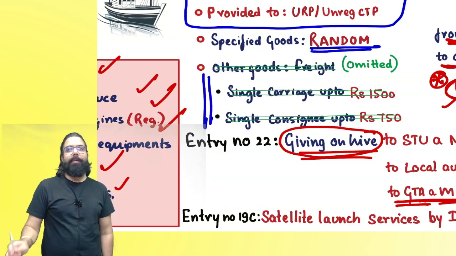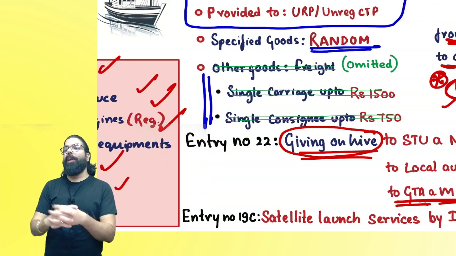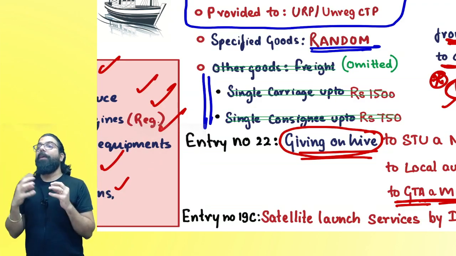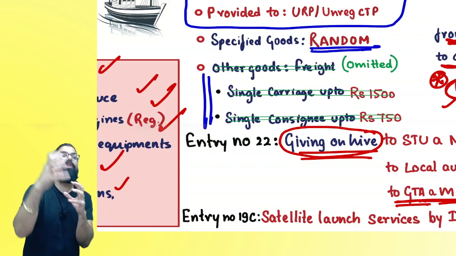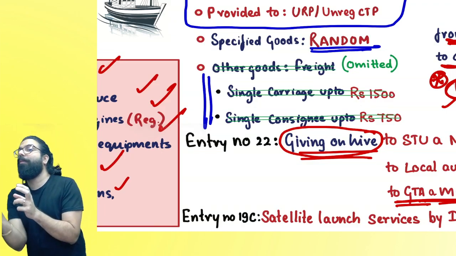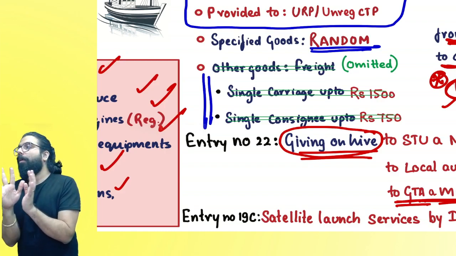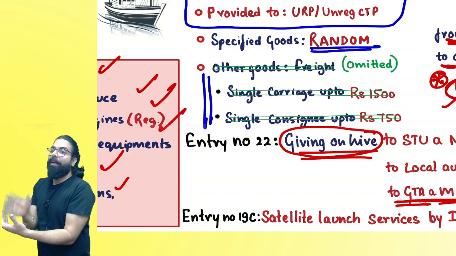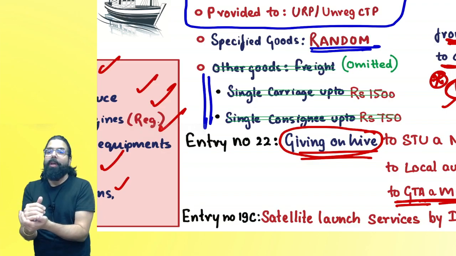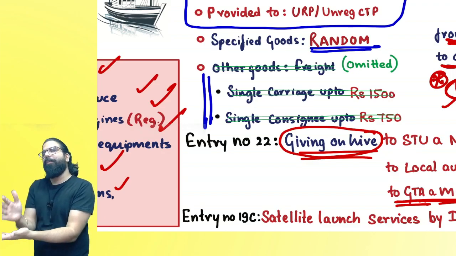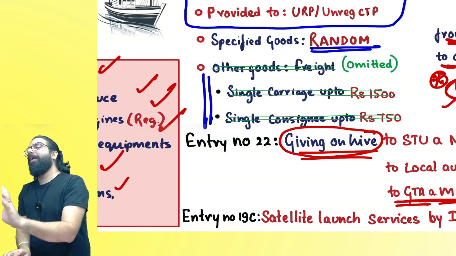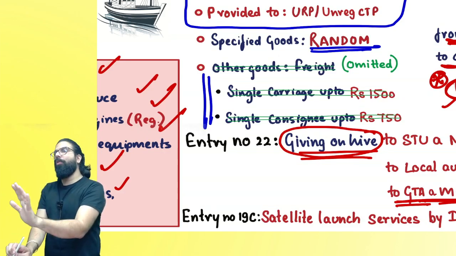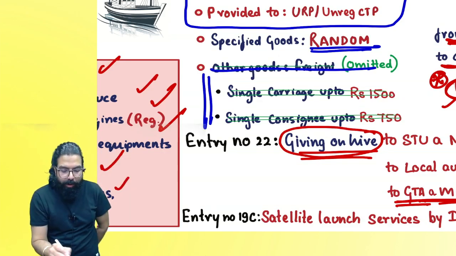You know what? Earlier, there was one more exemption: if GTA is transporting and for the full truck GTA has charged only 1500, or if GTA is doing transportation for 2-3 people and is charging only 750 rupees per consignee, then GST will not come. People started cheating. If I have a consignee to whom I have to transport, I will tell the GTA, make a 750 bill, GST will not come. So the government said this was a leakage of GST revenue, and hence this exemption is no more there.